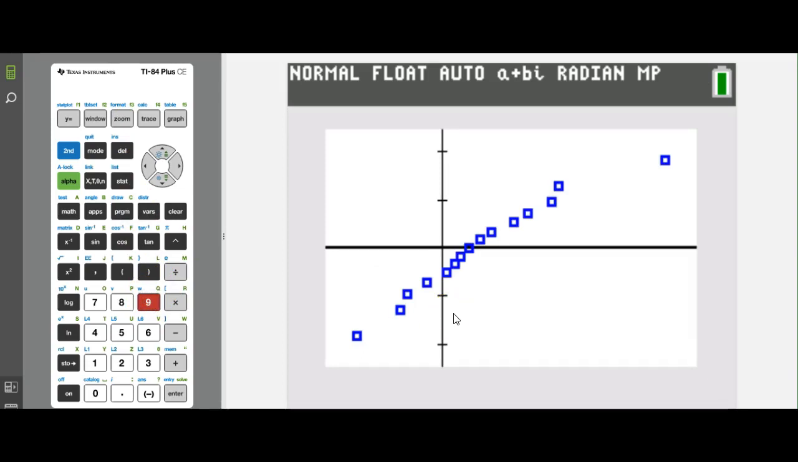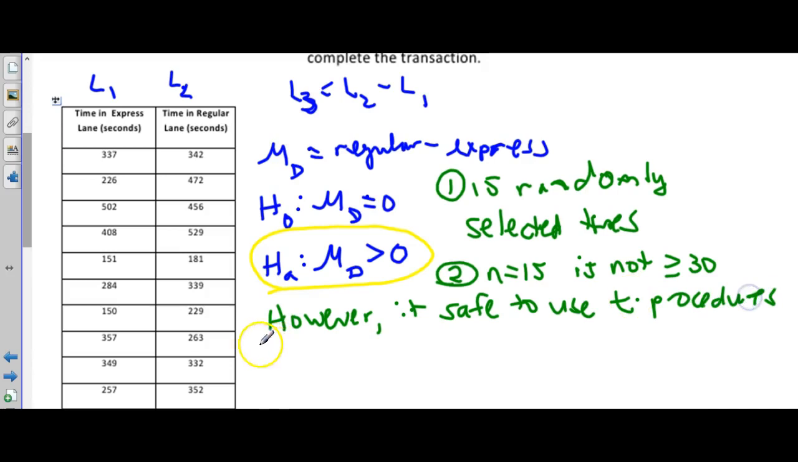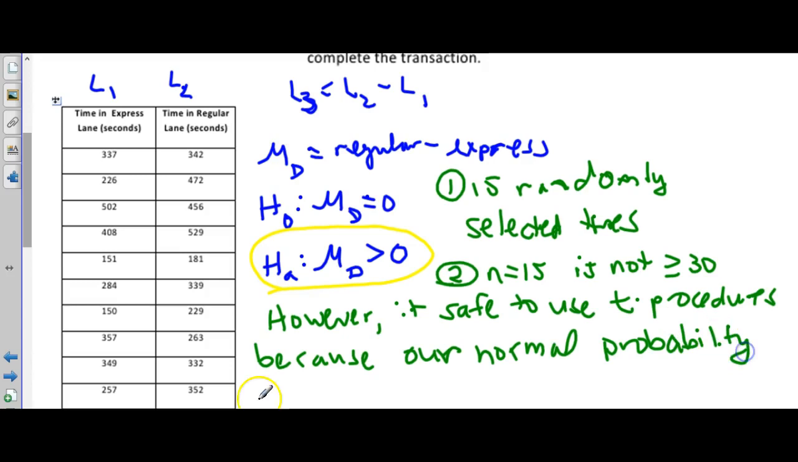So if normality is a reasonable assumption, we'd want to look at a dot plot or a histogram or a normal probability plot to make that assessment. And with a normal probability plot, if the points here are approximately linear, then normality is a reasonable assumption. So we're going to go back here and say, however, it is safe to use t-procedures because our normal probability plot was approximately linear.